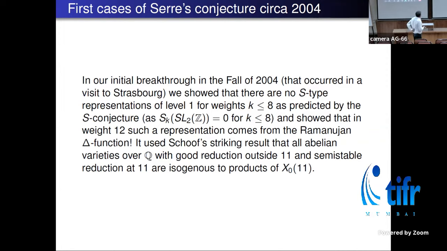Again, our proof used a striking result, which is a generalization or development of Fontaine–Abrashkin, that all abelian varieties over Q with good reduction outside 11 and semi-stable reduction at 11 are isogenous to products of X0(11). There are two elliptic curves of conductor 11 over Q up to isomorphism, X0(11) and X1(11), but up to isogeny, there's one.